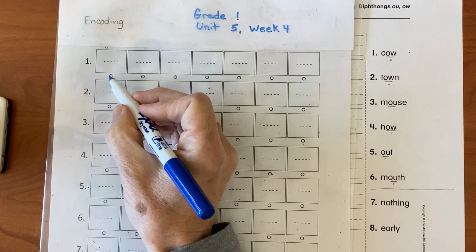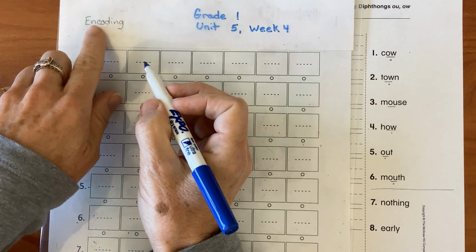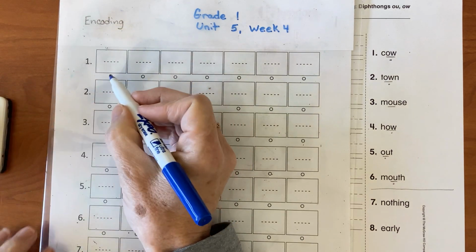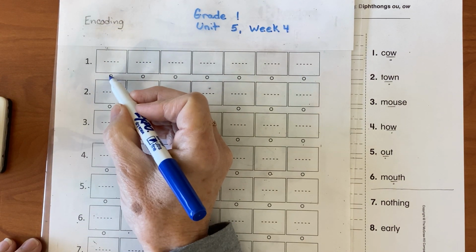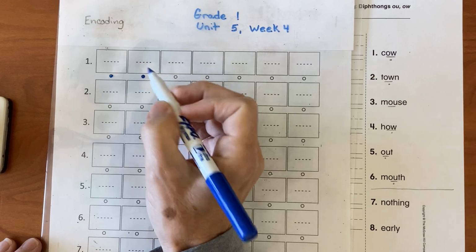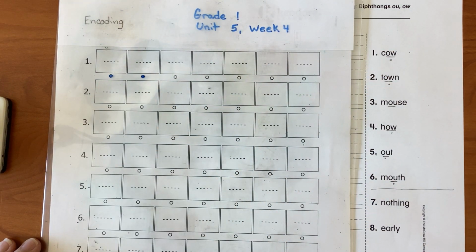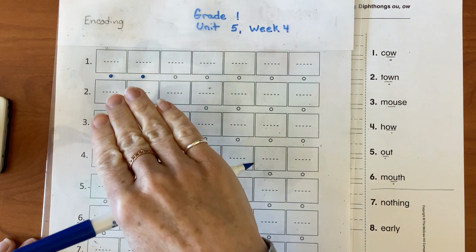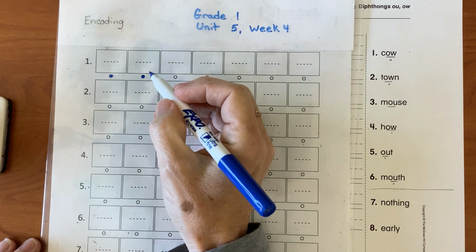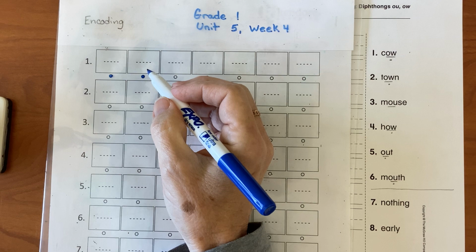And cow has two sounds. When you want to encode, that means write the word, you want to sound it out. K, ow. And remember, ow goes, ow. Feel that move inside your mouth, ow. It sounds like two parts of your mouth, right?